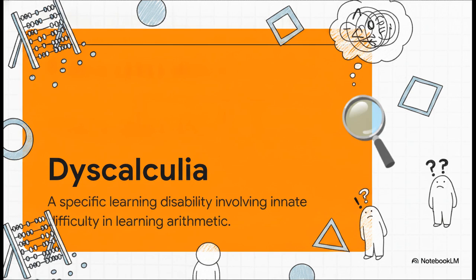Then we have dyscalculia. As you might guess from the name, this is an innate difficulty specifically with calculations and math. The defining metric here is that a person's mathematical ability falls way, way below what you'd expect for someone of their age and intelligence level.